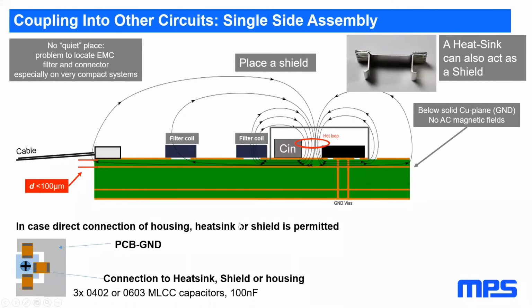Important is that we provide a return path to the PCB. When it's permitted to have a direct ground connection of the housing to our PCB, we should at least provide an AC connection by using several capacitors in parallel between the shield return and the ground layer. If we have a floating metal like a housing or heatsink or shield, this can act as an antenna.